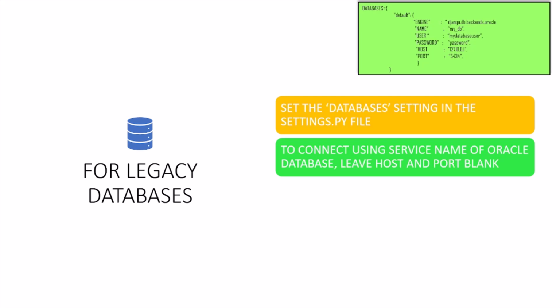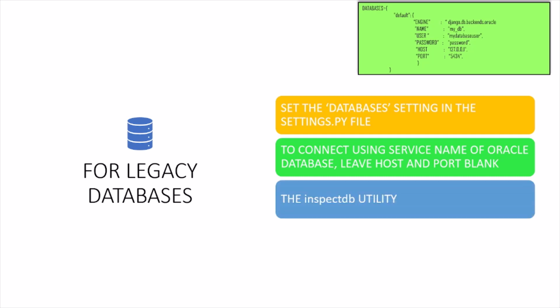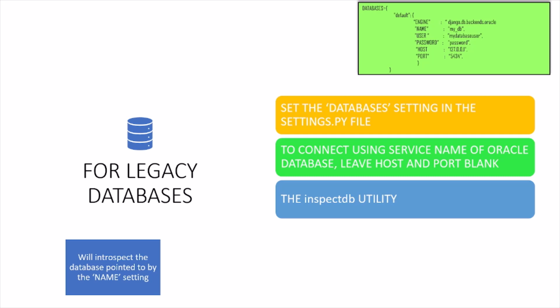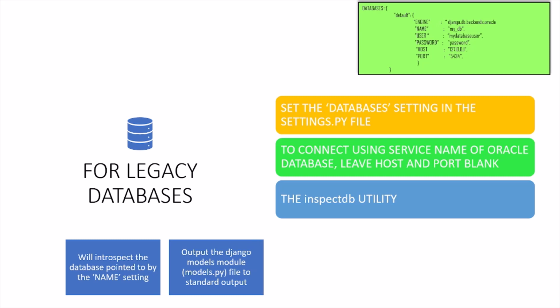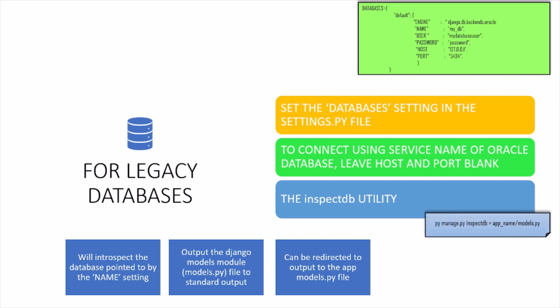Right. Now, what about the models for these legacy databases? How are they created? Django has a utility called inspectdb. How does inspectdb work? Well, first it will introspect the database pointed to by the name setting, and then it will automatically create the models, outputting the models file to the standard output, that is to your screen, of course. You can use Unix redirection to output the file to your app models.py file, simply by doing something like this.